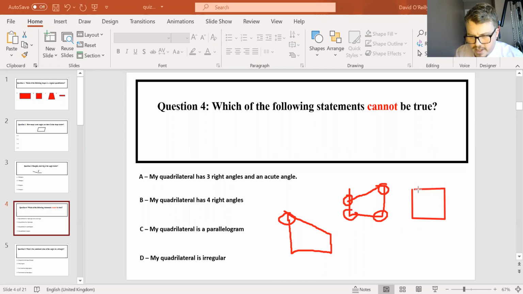The only way I can avoid this is if I angle it outwards like that, or angle it upwards like that. But by doing that, this angle here can't be a right angle, all right? So I hope that made sense. It's definitely something that you should try yourself on paper so you can clearly understand what I mean. But you can't draw a quadrilateral that has three right angles and an acute angle. Okay, let's move on to the next question.